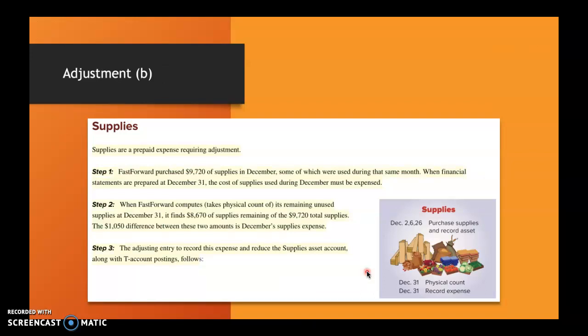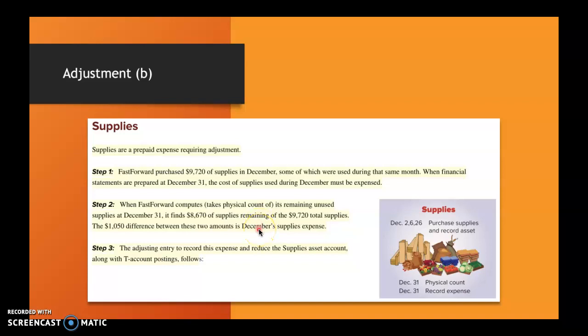The next one, adjustment B, is supplies. Fast forward, the company purchased $9,720 of supplies in December, some of which were used during that same month. When financial statements are prepared at December 31st, the cost of supplies used during December must be expensed. At the end of the year, companies usually do a physical inventory. When this company did a physical inventory count at the end of the year, there was $8,670 worth of supplies left.